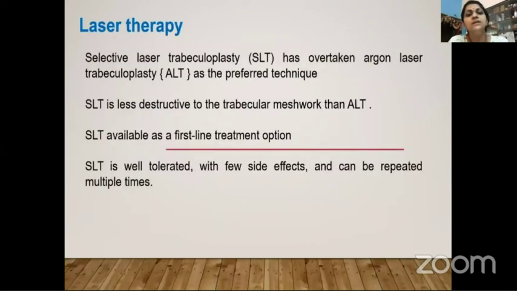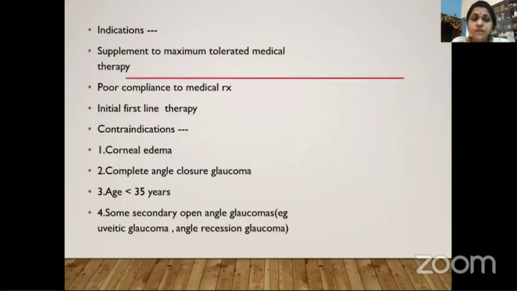SLT has overtaken the argon laser as the preferred technique because it is less destructive, can be used as a first line management, can be repeated several times, and always it's well tolerated. Indications for these laser treatments are when you have maximum tolerated medical therapy and medical treatment is not working, maximum medical management, MMM is what we say. There's poor compliance to the medical treatment. Initial first-line therapy also you can use these lasers.